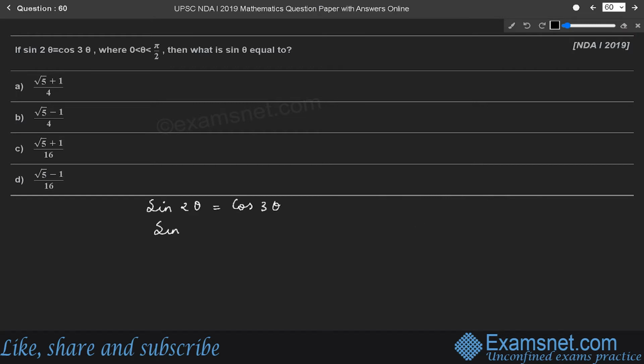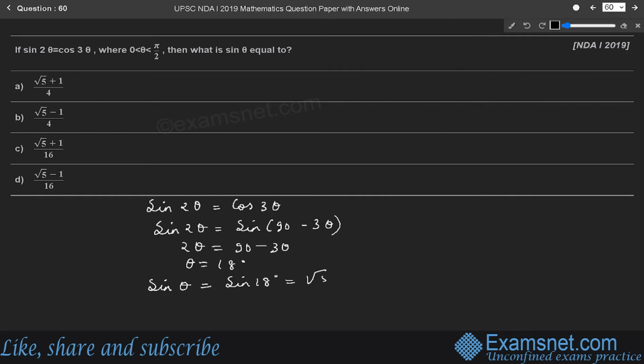So we can write it as sin 2 theta is equals to sin of 90 minus 3 theta. So from here 2 theta will be equals to 90 minus 3 theta. So the value of theta will be 18 degree. Now we have to find sin theta, means we have to find sin 18 degree. Sin 18 degree will be equals to root 5 minus 1 upon 4. So the correct option for this question is option number B.